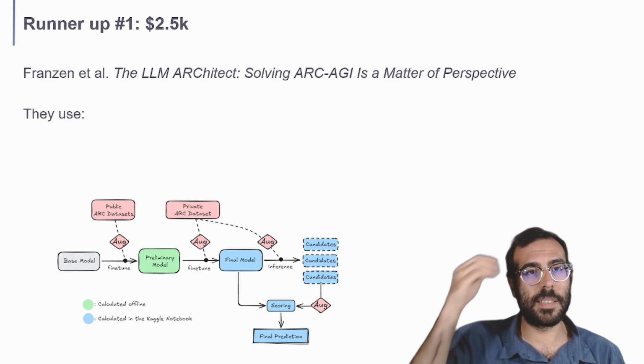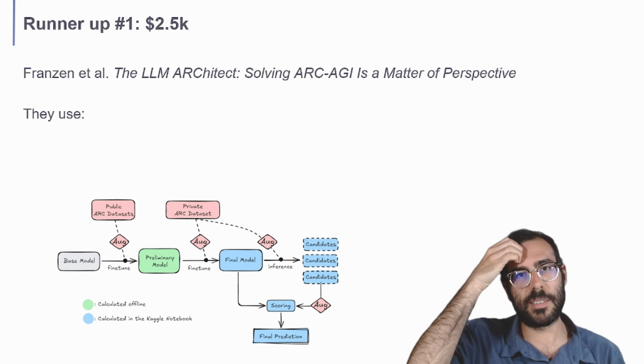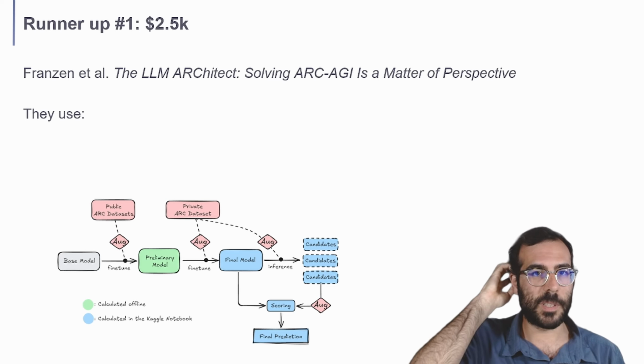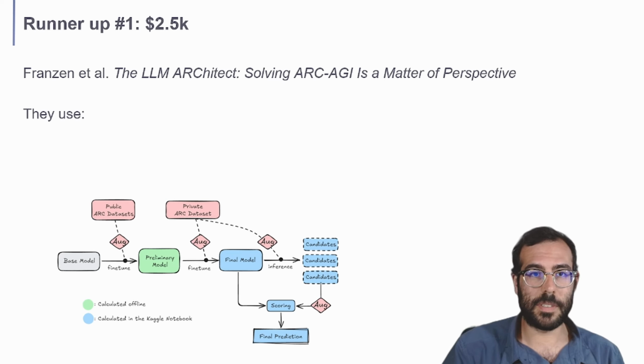And the first one is this paper, The LLM Architect: Solving ARC-AGI is a Matter of Perspective. And here they have a rather complicated set of steps. You start with a base model, you have the public ARC dataset, which is augmented with strategies similar to the ones we've already talked about. Then you fine-tune the initial base model with this augmented dataset.